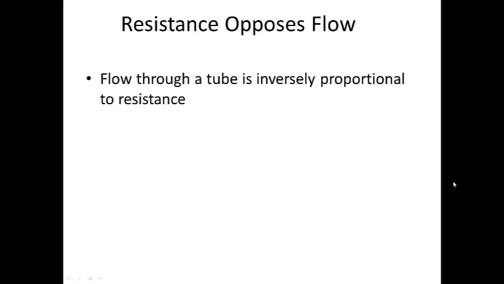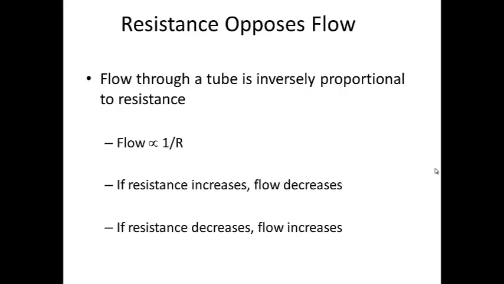And we also have resistance as our other big force. So resistance is going to be opposing our blood flow. So flow through a tube is inversely proportional to the resistance. Or as you can see here, flow is going to be proportional to 1 over R. So as resistance increases, flow decreases. From the other point of view, if resistance decreases, we'll see an increase in blood flow.